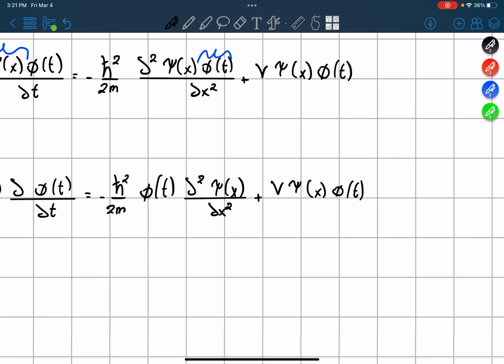One thing that I want you to pay attention to is the fact that our potential is independent of our time. That's what we say. So this one is just going to be equal to 1.